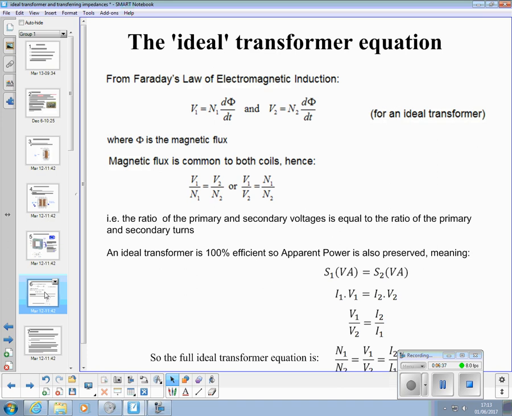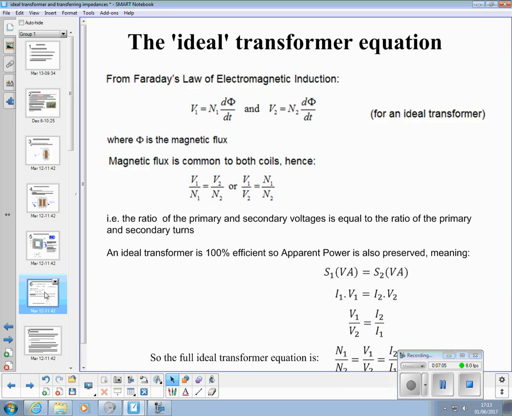Now, because the magnetic flux is common to both sides, the rate of change of flux is the same on both sides. So that term is equal. What that means is we can write that V1 over N1 is equal to V2 over N2, or we can write V1 over V2 is equal to N1 over N2.